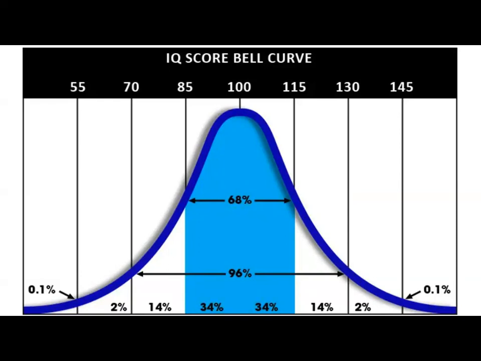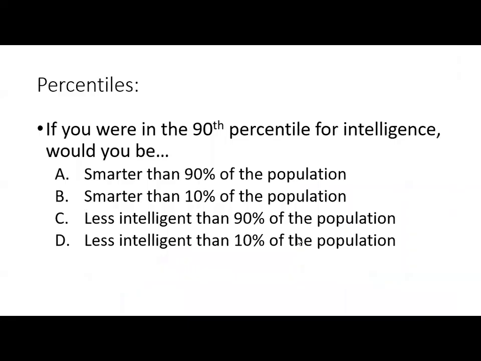So if you're in the 99th percentile, you're the smartest guy in the room. In a room of 100 people, you're the smartest guy. You're the top 1% of intelligence, right? I'm going to come back to that example in a bit. If you're in the 90th percentile for intelligence, you would be smarter than 90% of the population. 90% of people would not be as smart, which also means you would still be less intelligent than 10% of the population. Think of a room of 100 people. You're smarter than 90 of those people, but 10 of those people are smarter than you. So both of these are true, A and D.